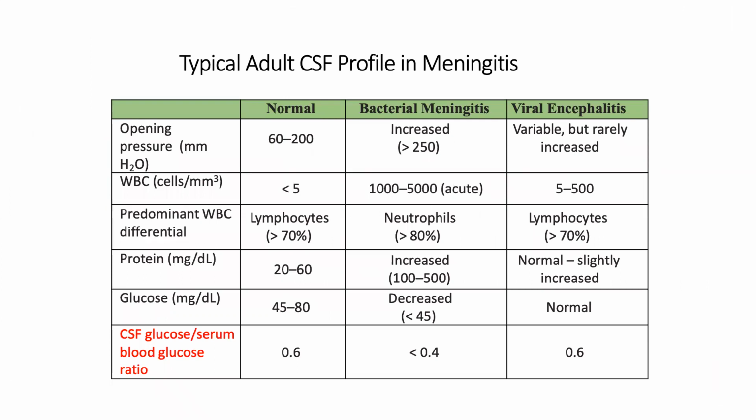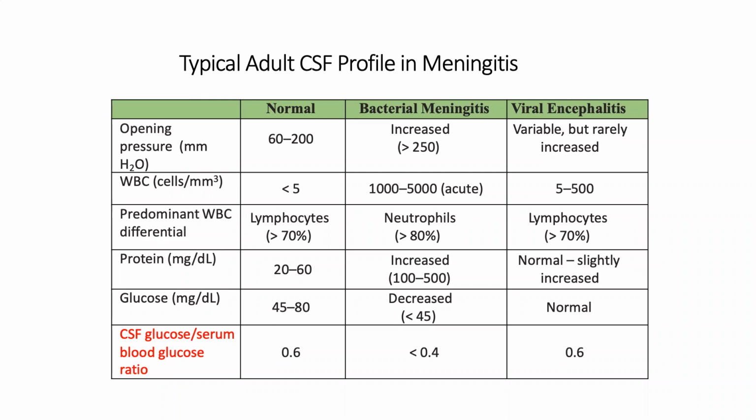So we also want to make sure that we know the typical adult CSF profile in meningitis. The normal presentation of the CSF profile is here. So we see the CSF to blood glucose ratios, and then we see the glucose that's present, protein, and white blood cells. When it's normal, we clearly don't have very many white blood cells. The opening pressure is between 60 and 200, but when that opening pressure is greater than 250, then we can say that it's indicative of infection.